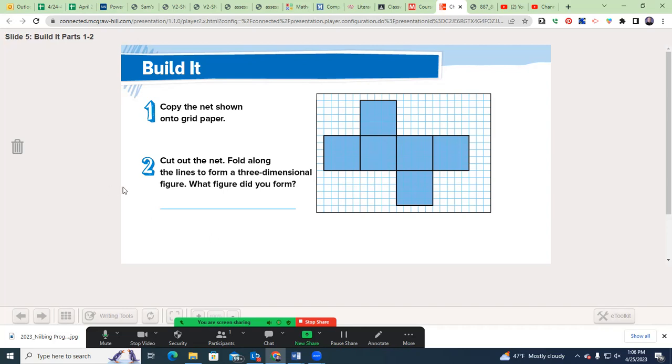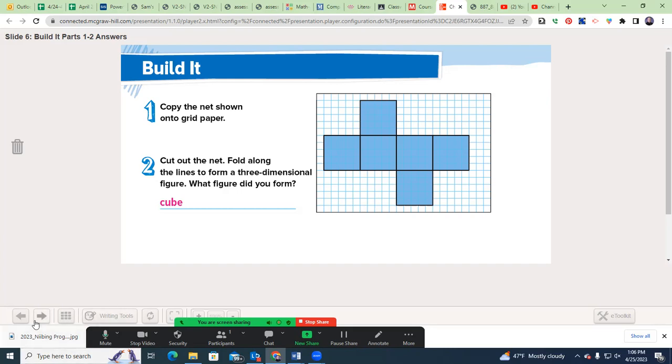A cube is a three-dimensional figure with six faces that are congruent squares. A rectangular prism will look like what you see on 935. And a face is a flat surface. And one of these is a face here. Once you cut out the net and fold along the lines to form a three-dimensional figure, what one did you form? Of course, you said it was a cube, because I already went there. So I'll write cube on line 2, and then we'll actually be able to turn to the top of 936.